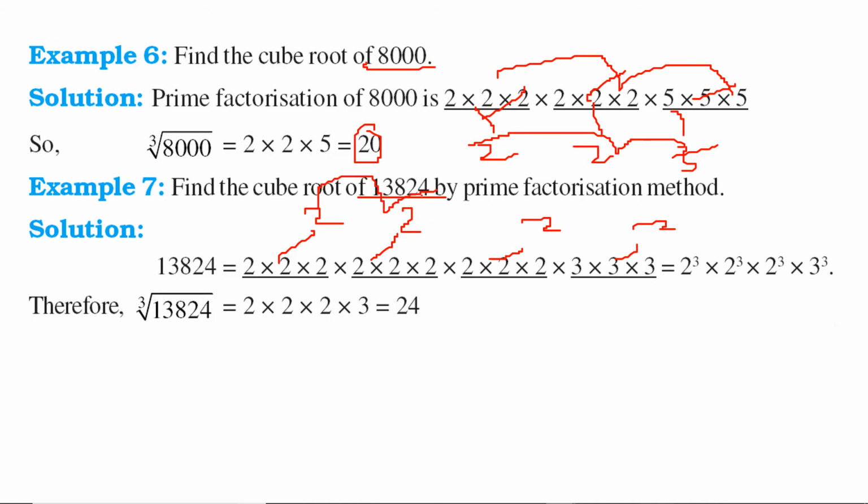So this is 2 into 2 into 2 into 2. This is 4, 4, 4. This is 2 into 2. And this is 3, sorry. So 2 into 2, 4, 4 is a 8. 8 into 3 is 24. 24 is the cube root.